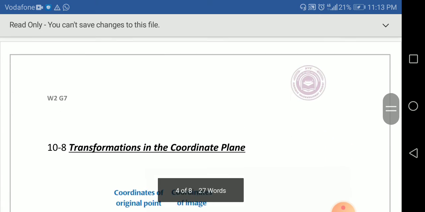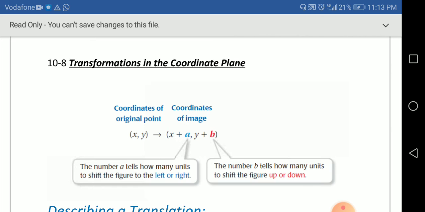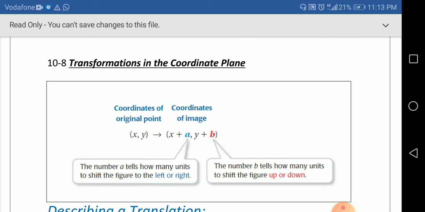Let's complete. So let's have now another part of the lessons. We have transformations in the coordinate plane. This is a very interesting lesson, so let's start together. I have here some transformations that occur in the coordinate plane. So let's have this one.